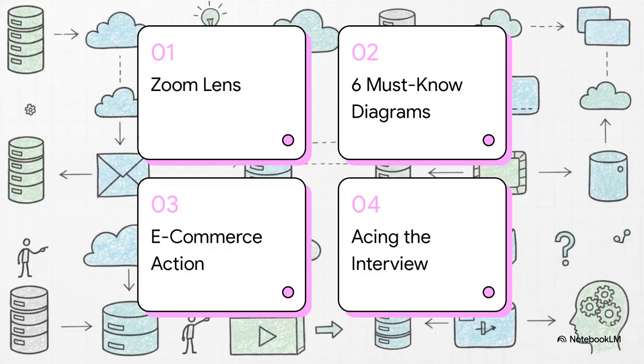Well, here is our playbook to cut through all that noise. We're going to quickly move through 4 things: the architect's zoom lens, 6 must-know diagrams, an e-commerce checkout in action, and finally, your blueprint for acing that interview.